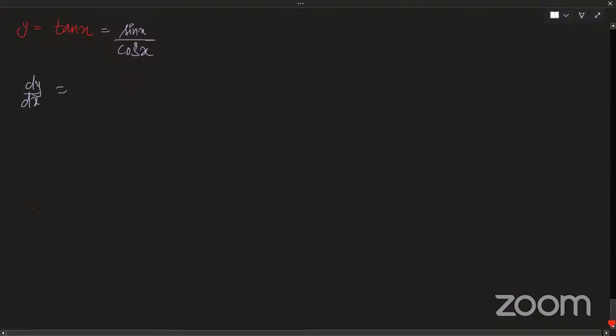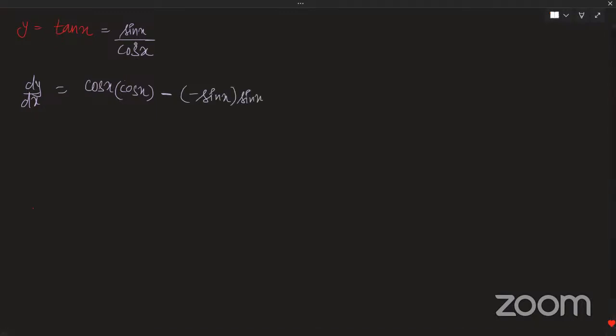So I will tell you, first take the derivative of the top. What is the derivative of the top? Cos x. And keep your bottom as it is, cos x. Then after that, you differentiate the bottom, minus sin x, and keep your top as it is, and then you just take square of denominator.